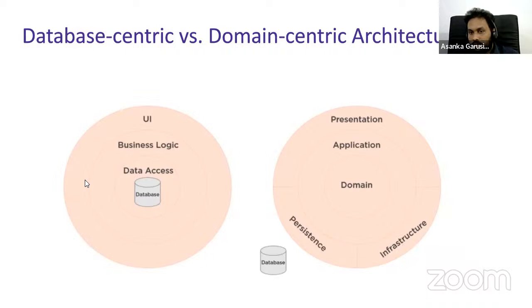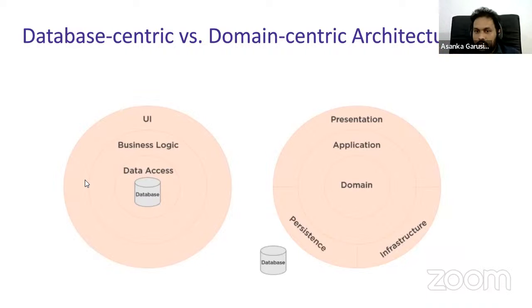expectations. On the right side, you can see the presentation layer, application layer, and the domain layer. The domain is the central one, and of course the persistence and infrastructure layer is the integrated layer that is plugged into the database or whatever other data sources, right? I hope now you have some idea of how to differentiate domain-centric architecture from database-centric architecture.